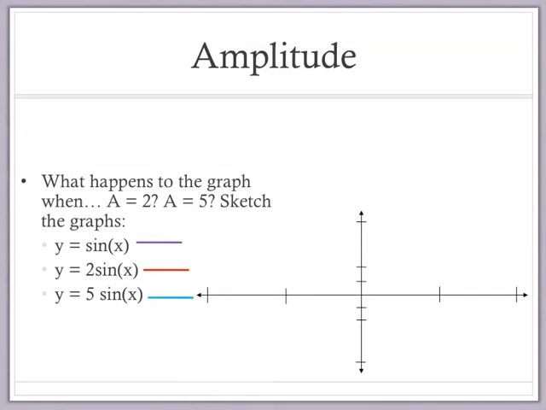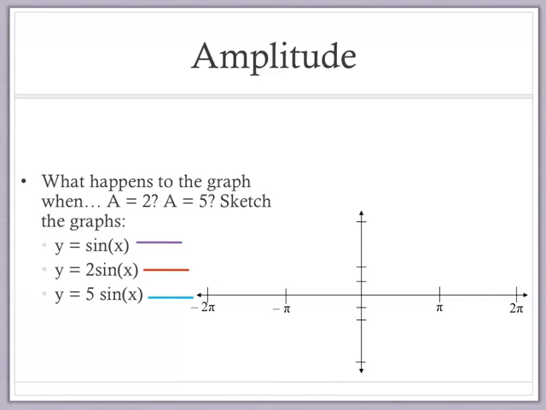Now, the amplitude, as you can see in the examples that I've just put here, we have y equals sine of x, y equals 2 times sine of x, and y equals 5 times sine of x. So the value of a is the number that's in front of your trig function. And we call this the amplitude. Now if you were to go ahead and graph these on your graphing calculator, just to see how they compare, you want to make sure you're in radian mode.